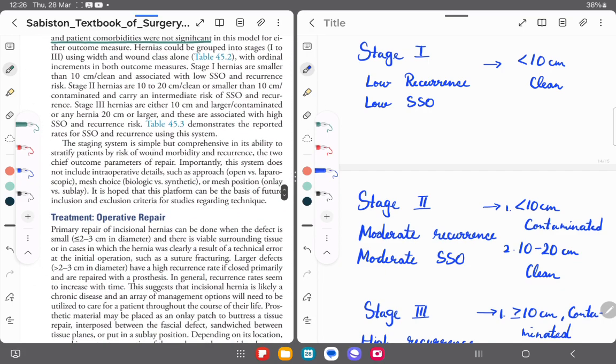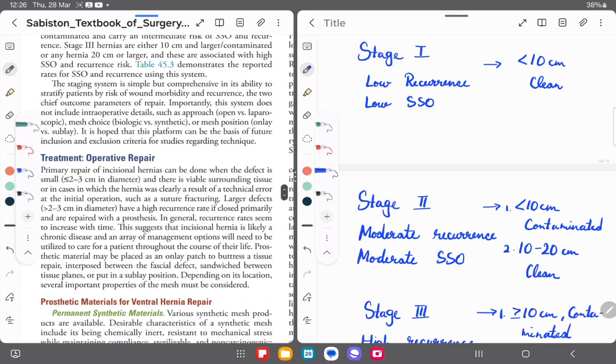So this staging system is simple but comprehensive in its ability to stratify patients by risk of wound morbidity and recurrence, the two chief outcome parameters of repair. So importantly, the system does not include intraoperative details such as approach, open versus laparoscopic, mesh choice, biologic versus synthetic, or mesh position, onlay versus sublay. It is hoped that this platform can be the basis of future inclusion and exclusion criteria for studies regarding technique.